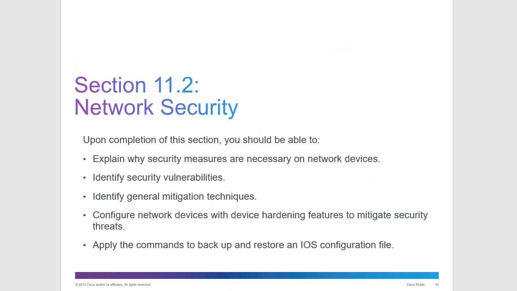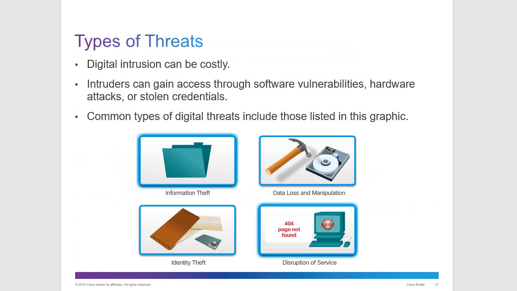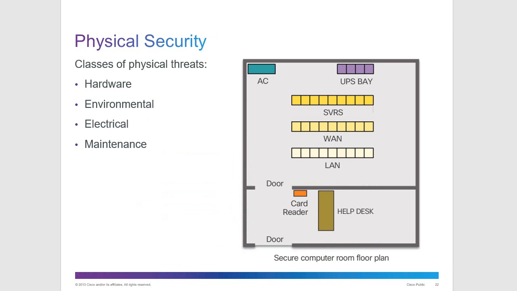And we move on to network security. This is where we'll have a couple new protocols and processes brought up. So security threats and vulnerabilities, we already had a chapter on this: information theft, data loss, manipulation, disruption of service, identity theft. We've talked about different threats, I believe, in chapter either 1 or 2. I can't remember, so I'm going to skip past that.